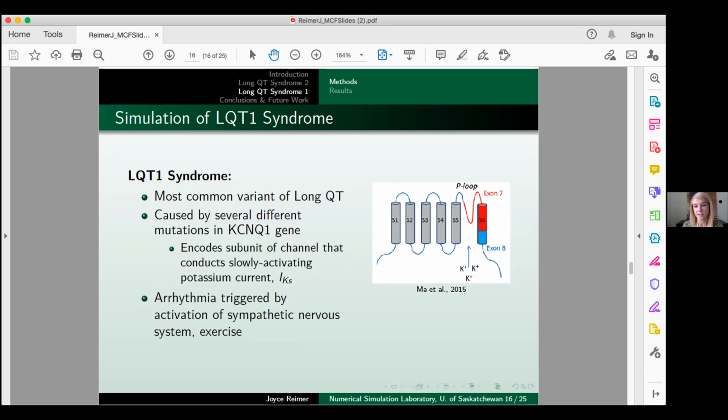And on the right, you can see a schematic from the paper that we used to parameterize our model, Ma et al. 2015. They characterized an exon 7 deletion mutation, and that affected the pore region of the channel, which then affected the conductance of the potassium ions.